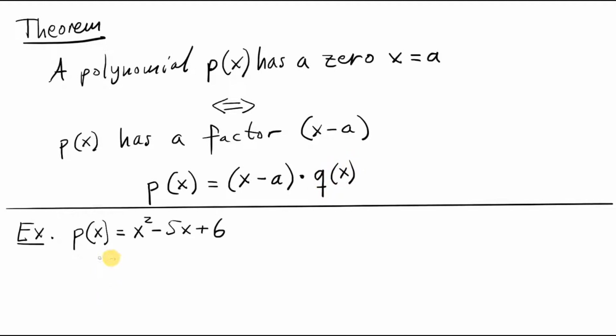For example, this polynomial has a 0, x equal to 2. And that means, according to this theorem, that we must be able to write this as x minus 2 times some other polynomial. And since this is a degree 2 polynomial, this must be a degree 1 polynomial. And you can check that this polynomial will work. So if you multiply these two, you will get this one. And inversely, if you have the polynomial written like this, it's obvious that 2 is a 0 of this polynomial.